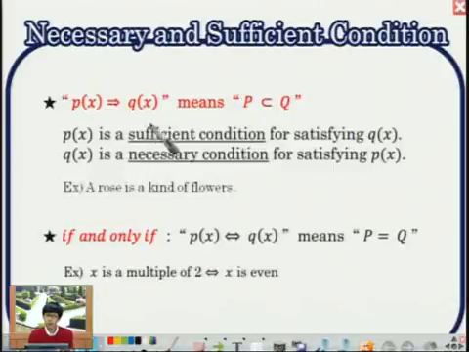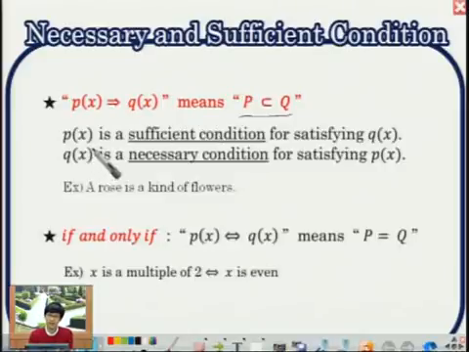Px to Qx means P is included in Q. Oh, I mentioned this before. So, let's look at the necessary and sufficient condition. This is a very important word for defining the ranges of a relationship of each other.